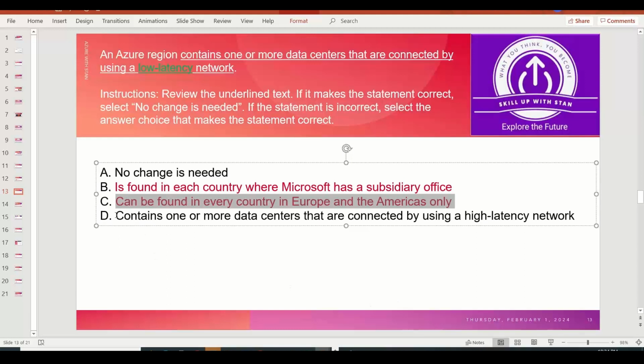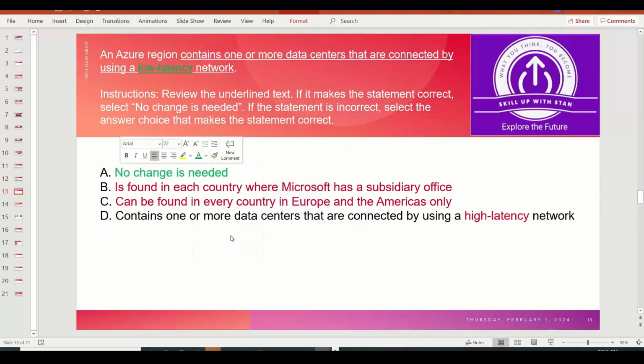An Azure region contains one or more data centers that are connected by using a high latency network. High latency means there is a lot of slowness in your data, traffic, or network. So this is not the right answer. Each of the Azure data centers are connected with very high direct connect cabling connections, so it provides a very low latency between the data centers. So the answer is there is no change needed in the statement: an Azure region contains one or more data centers that are connected by a low latency network. So that stands correct.